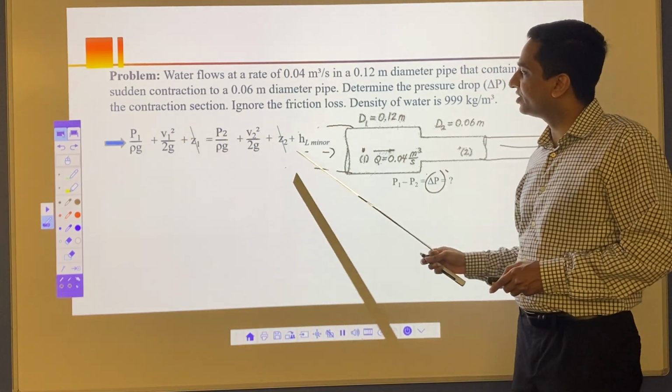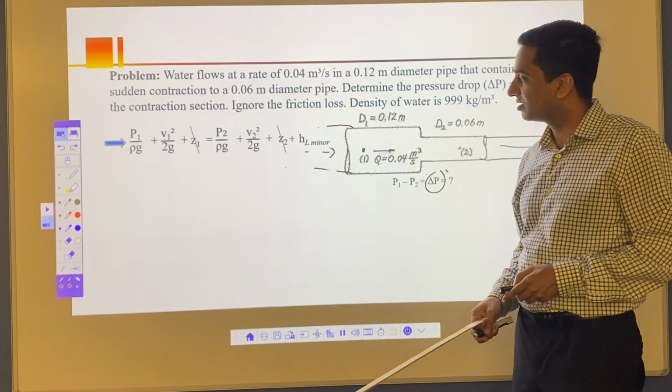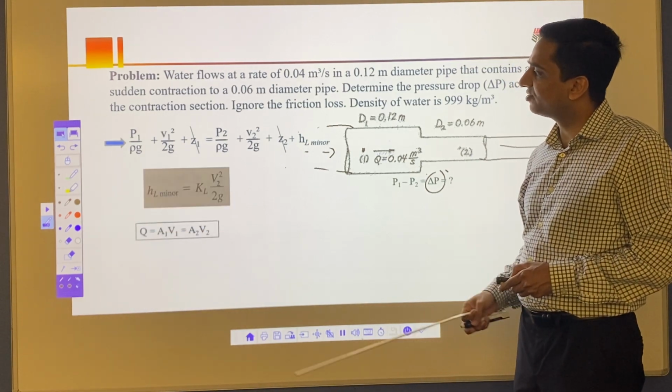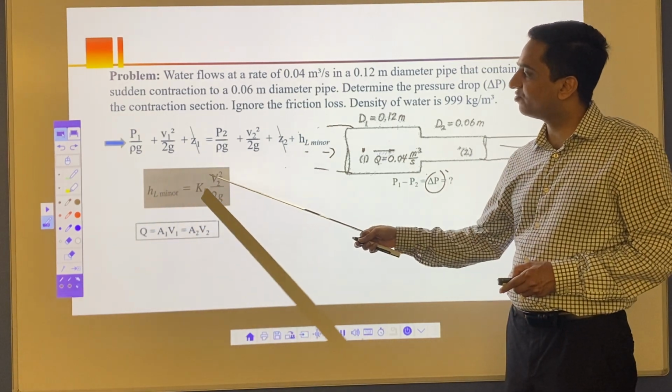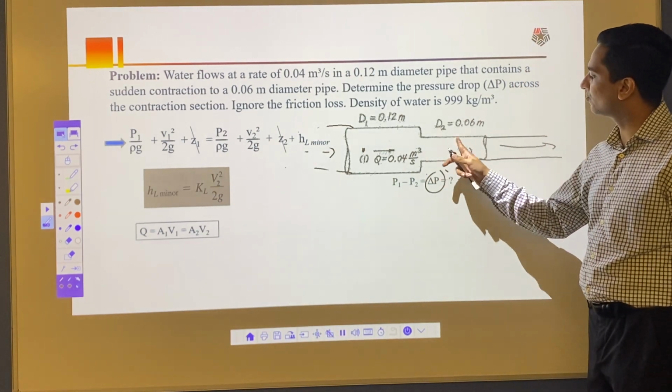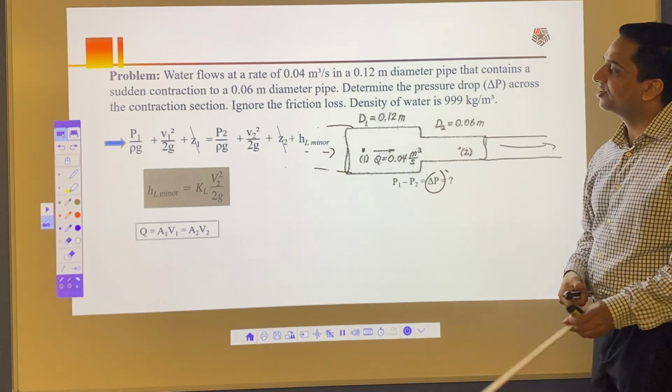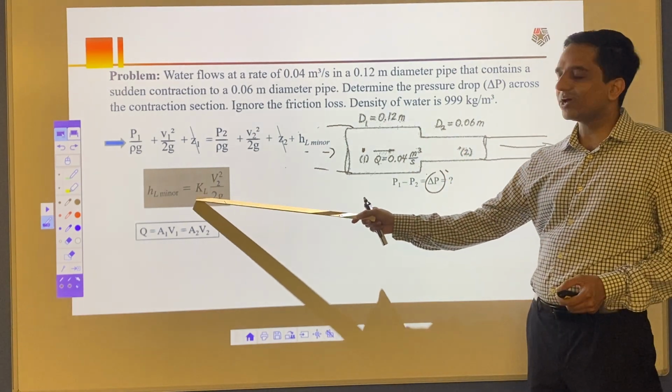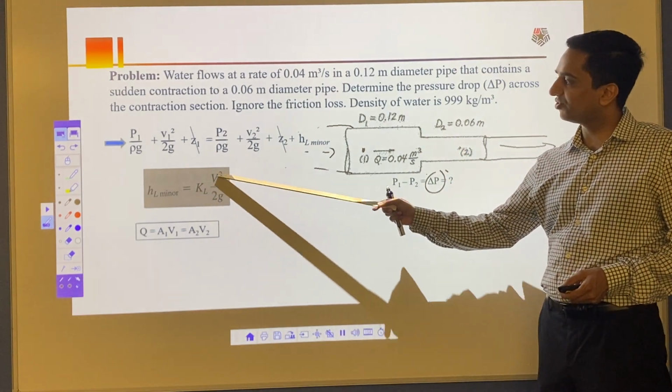Once I have V1, V2, I need to calculate HL minor. For that we have the formula for HL minor, KL V2 square by 2G. Now the way this KL works is that you need to get your velocity at this point. So here you need to get the value of KL, you need to go for V2.